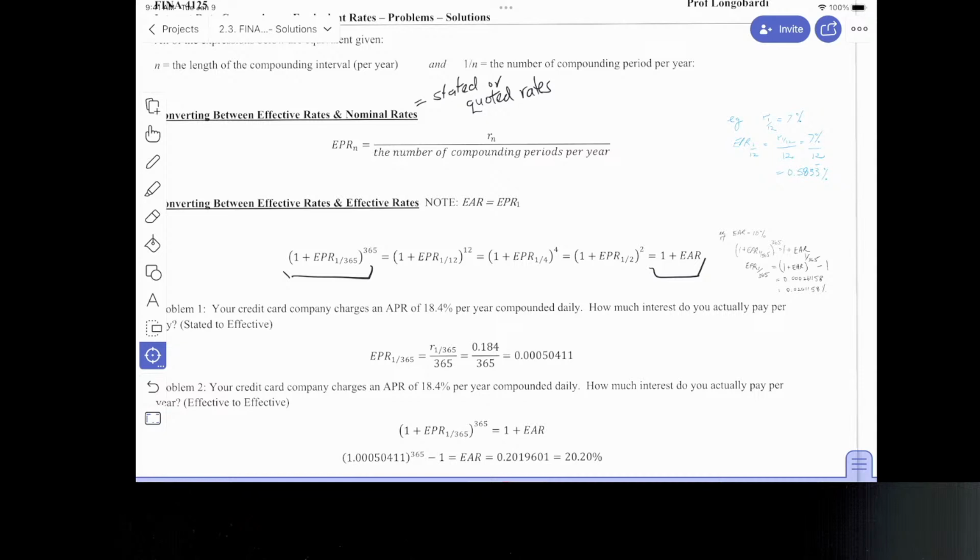See, this is a string of equalities. This is for 1 year, this is for half a year. You have to accumulate 2 periods of the half year rate to make 1 year. You have to accumulate 4 periods of the quarterly rate to make 1 year. You have to accumulate 12 periods of the monthly rate to make 1 year, and 365 days to make 1 year.